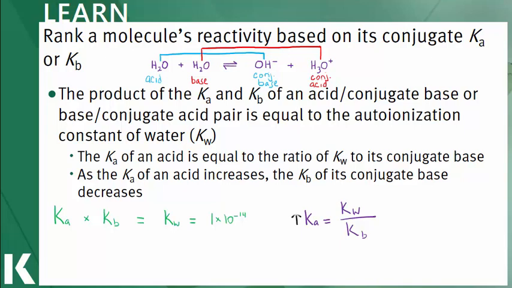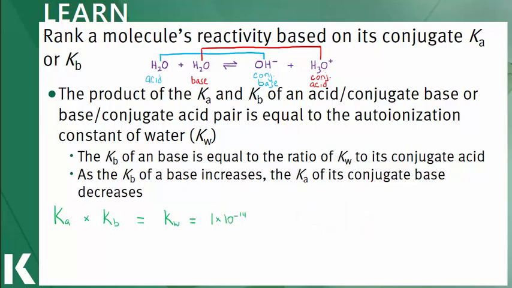As the Ka of an acid increases, then the value of Kb on the conjugate base must decrease proportionally to maintain the ratio. And just like we can isolate Ka in the expression, we can also divide both sides by Ka to isolate Kb. What we get is Kb equals Kw over Ka. As the Kb of a base increases, then the value of Ka on the conjugate acid must decrease proportionally to maintain the ratio.